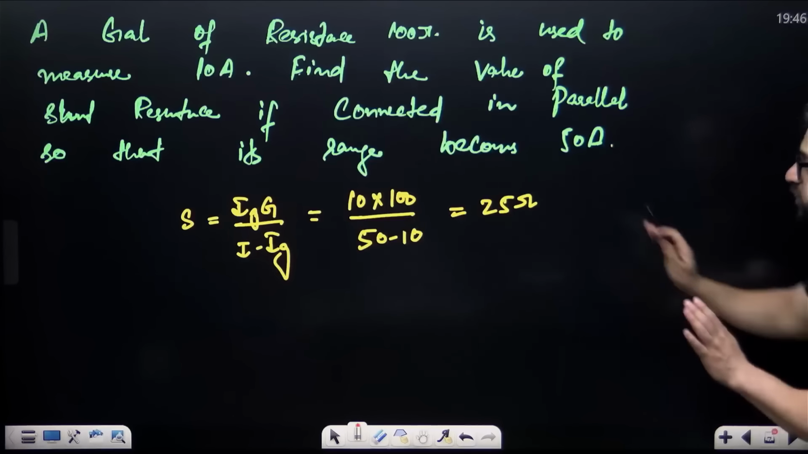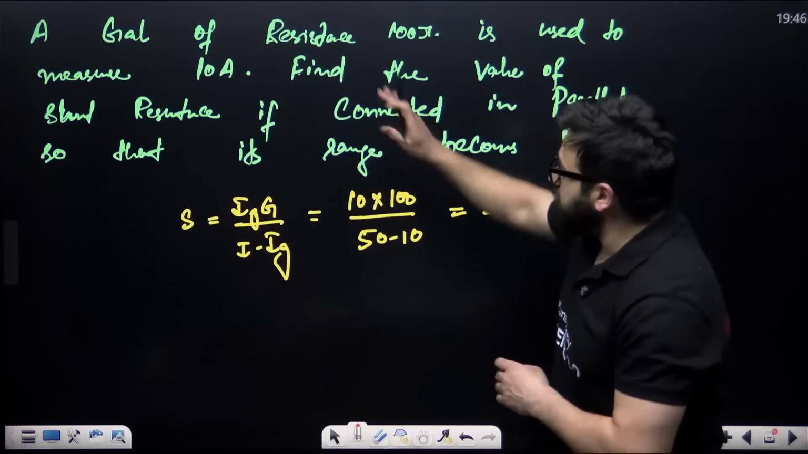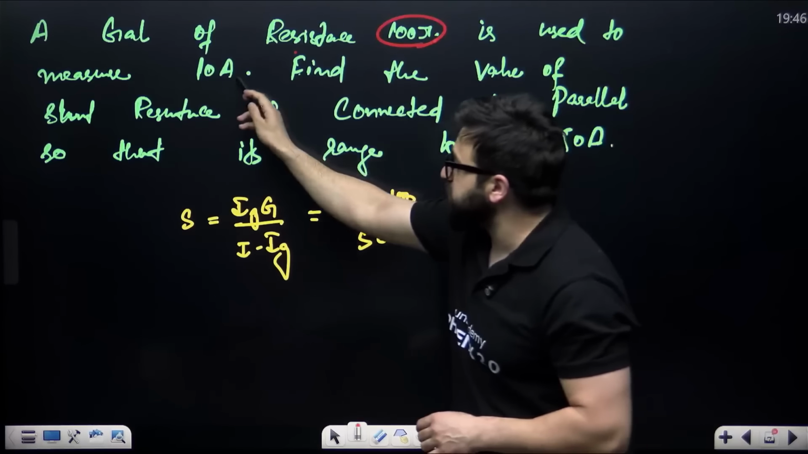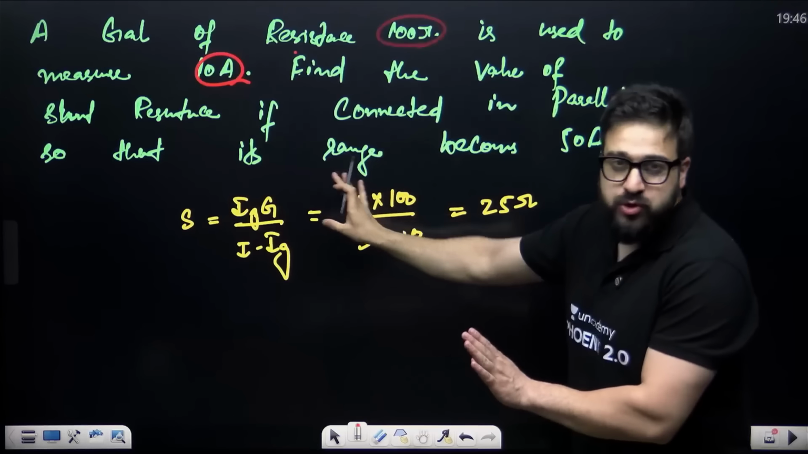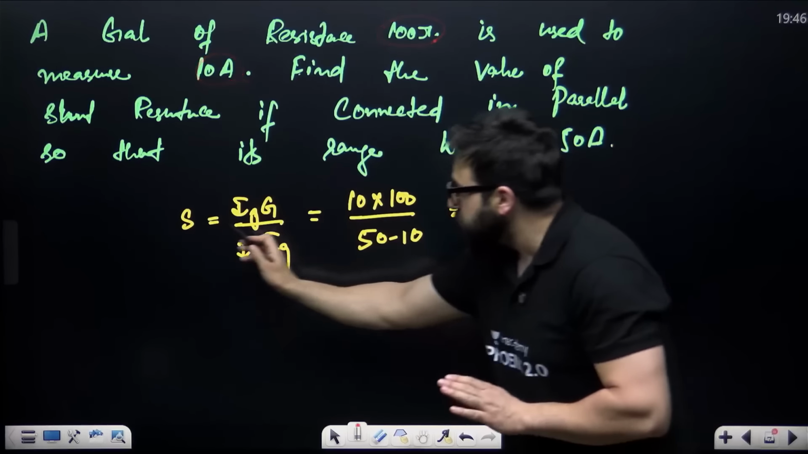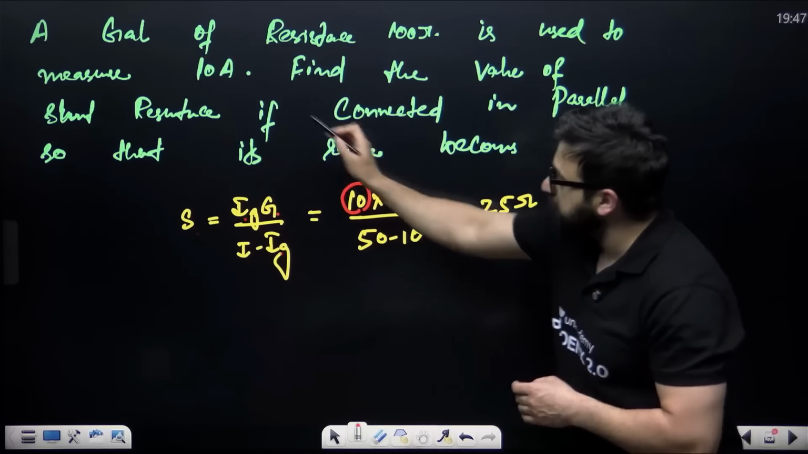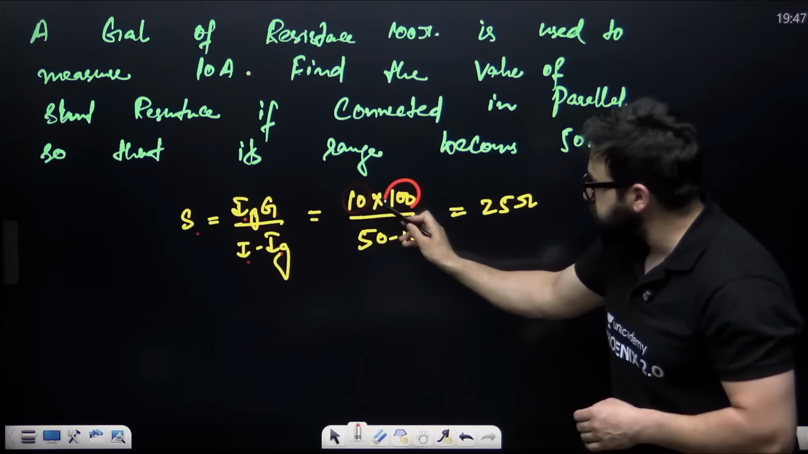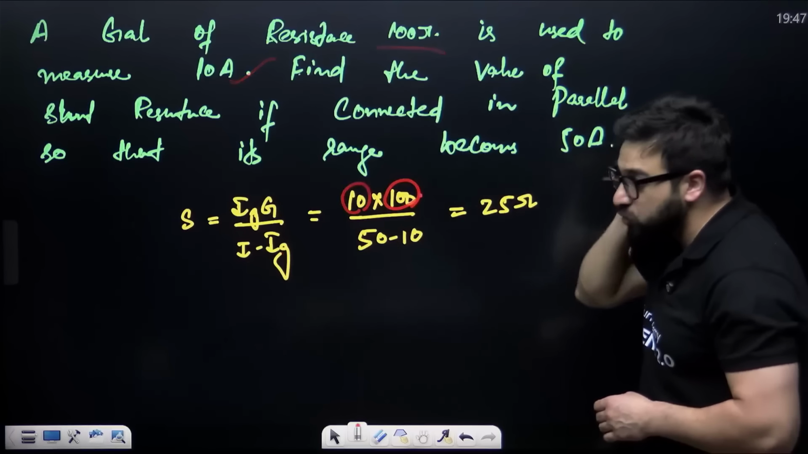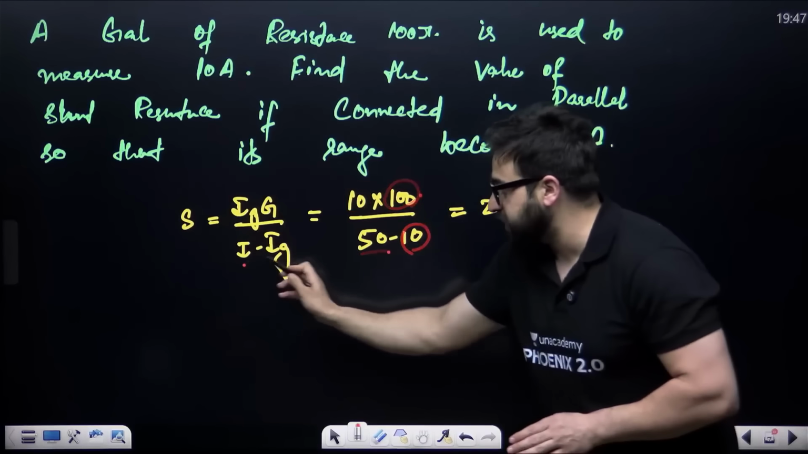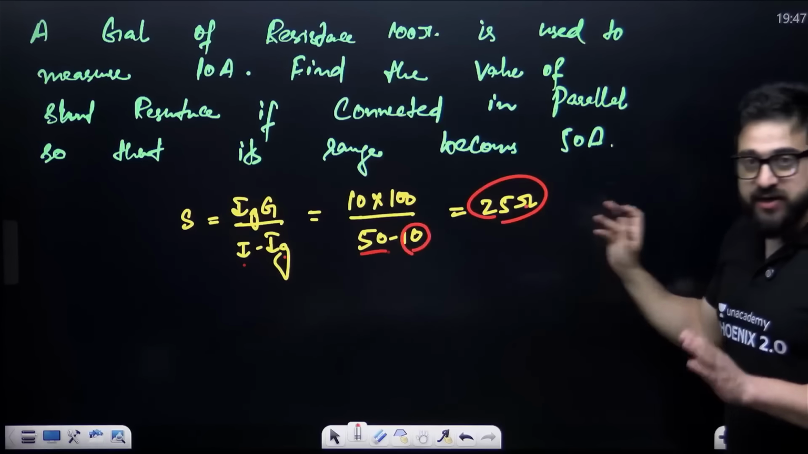Now there is a question which was asked over here. You are given a galvanometer which has resistance 100 ohms, is used to measure 10 ampere current. Basically, you are supposed to find the value of shunt in ammeter. Shunt is Ig into G upon I minus Ig. I is given over here 10 ampere. G is the resistance of galvanometer, that is given as 100 ohms. And then net current is 50 ampere minus 10 ampere, I minus Ig. So this came out to be 25 ohms.